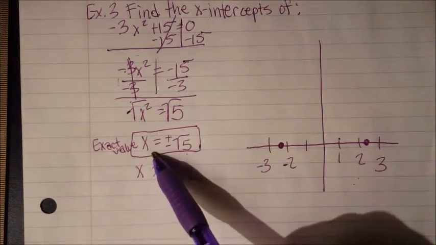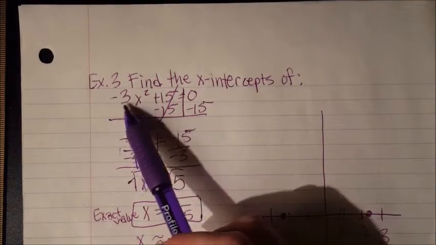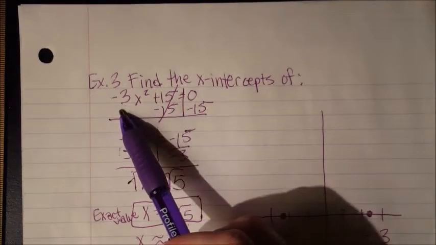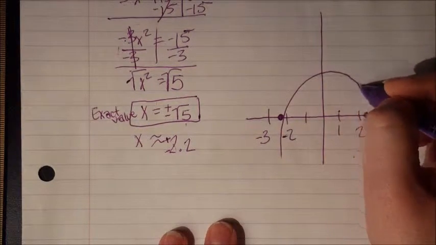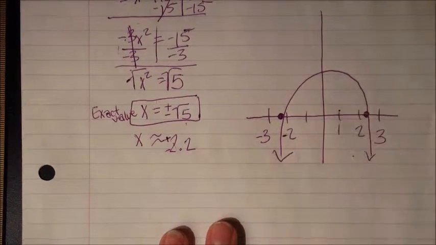Okay, now let's look at our x squared. Negative 3x squared. It's negative. That means it's going to be concave down, because the negative numbers are down. So I want you to draw a parabola like that.